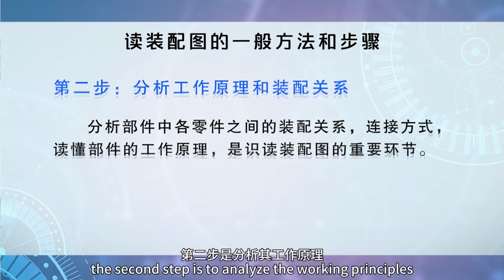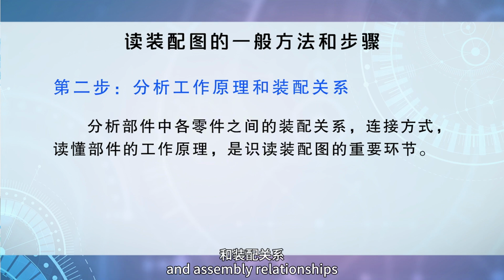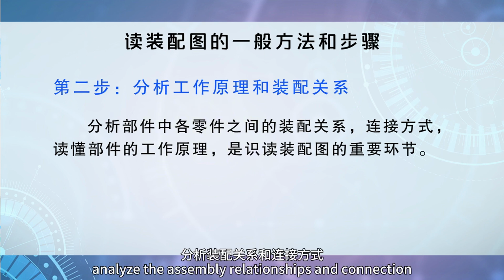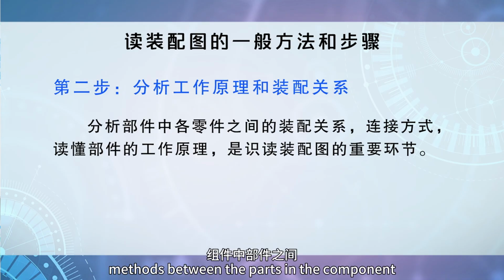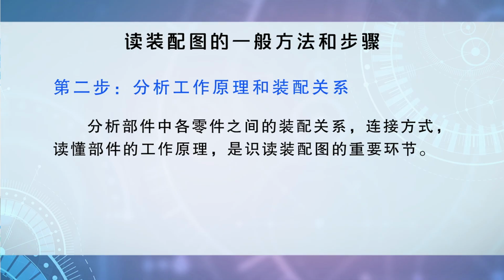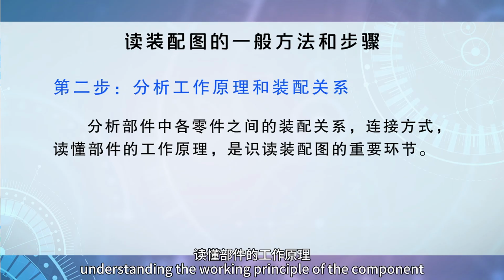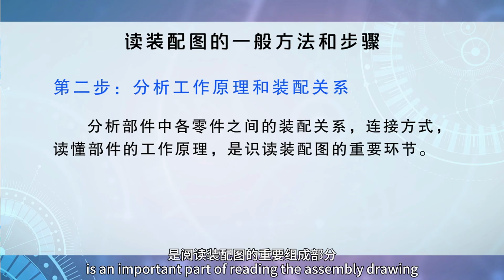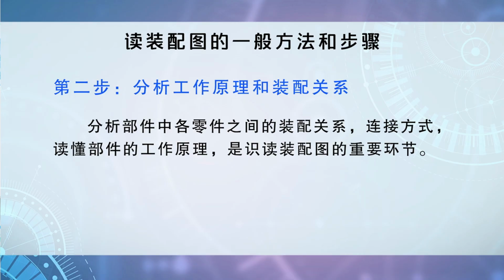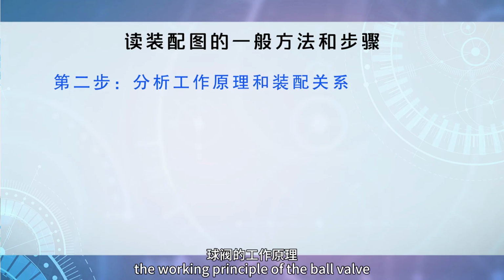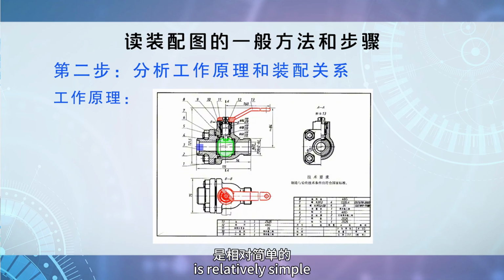The second step is to analyze the working principles and assembly relationships. Analyze the assembly relationships and connection methods between the parts in the component. Understanding the working principle of the component is an important part of reading the assembly drawing. The working principle of the ball valve is relatively simple.